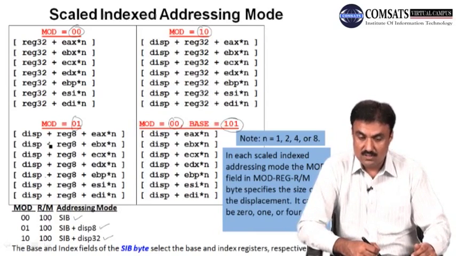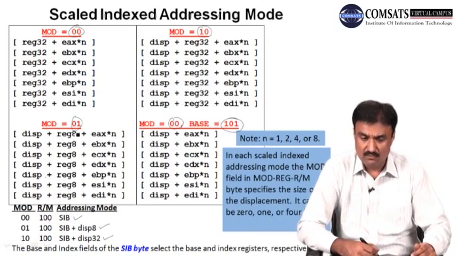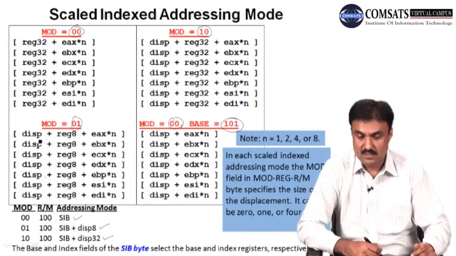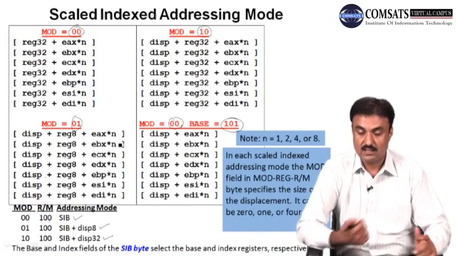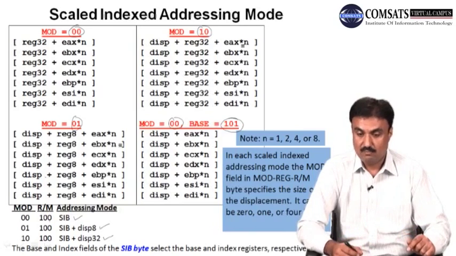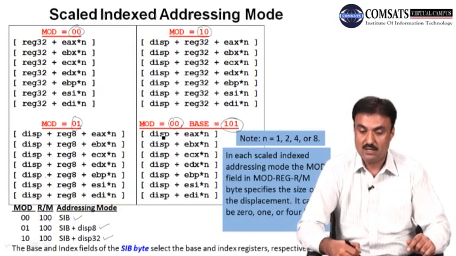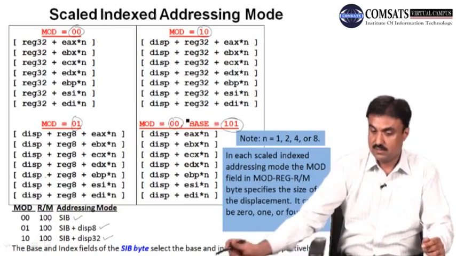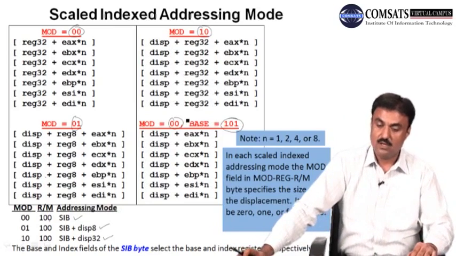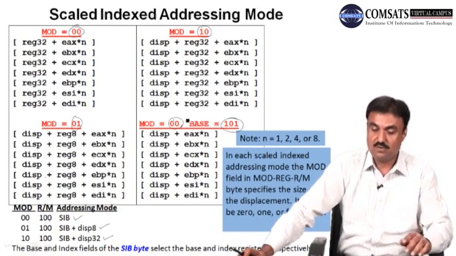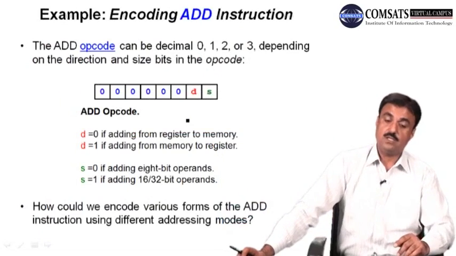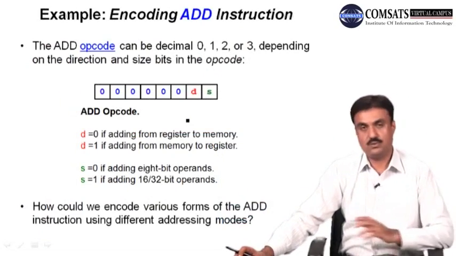And if the mode is equal to 01, then we will have displacement plus register 8-bit and plus the EAX, EBX, or whatsoever the register multiplied by n, which is mentioned inside the scale pattern, and so on. Similarly, for mode equal to 10 and 00, and base equal to 101, and so on. So here you have gone through this.